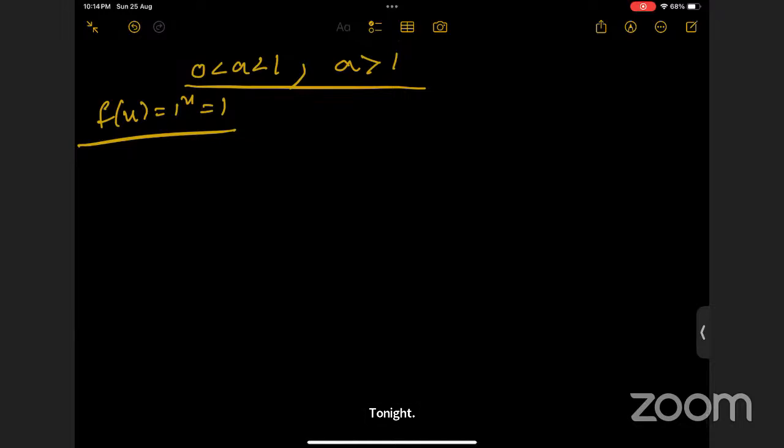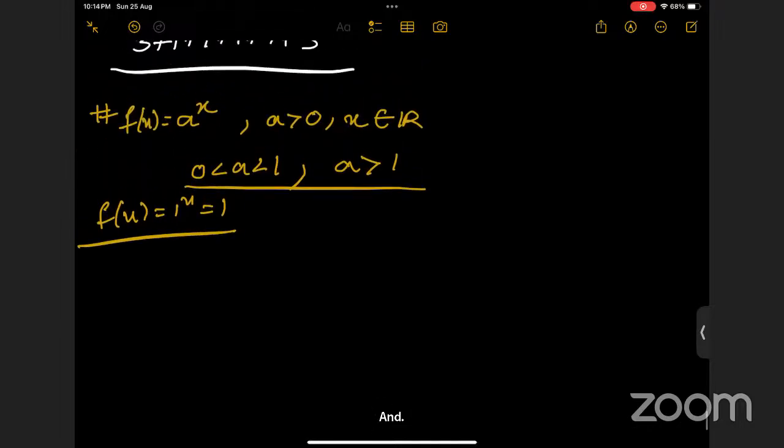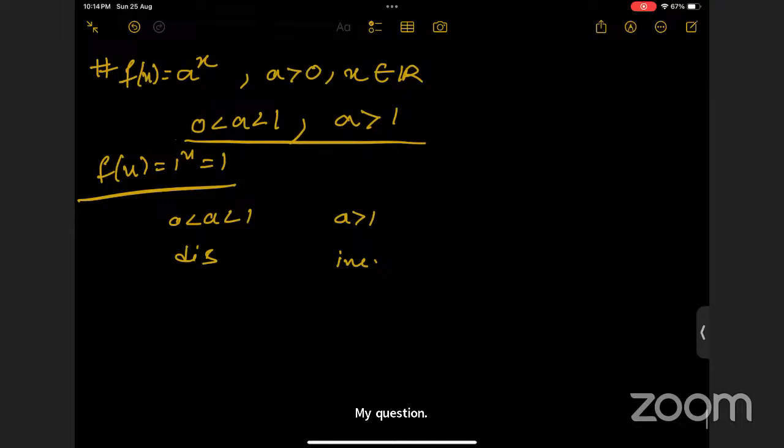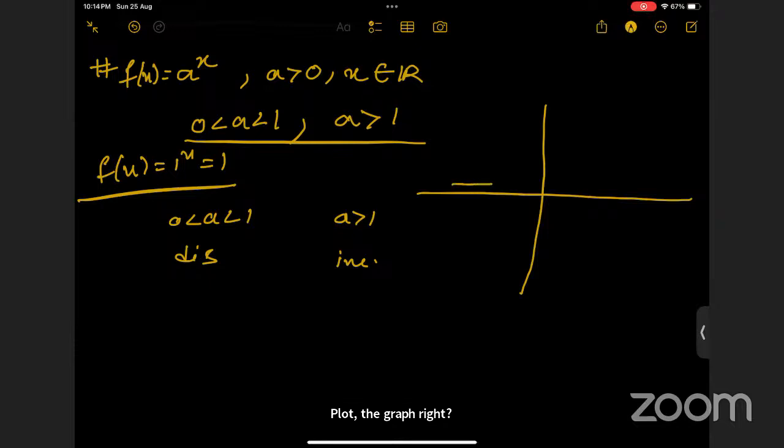Anyone of you can unmute yourself. Ma'am, when a is between 0 and 1, it's decreasing. When a is greater than 1, it's increasing. Yeah, so it was decreasing. So what we can do, simply we can plot the graph. When a was greater than 0, the graph was something like that, right?